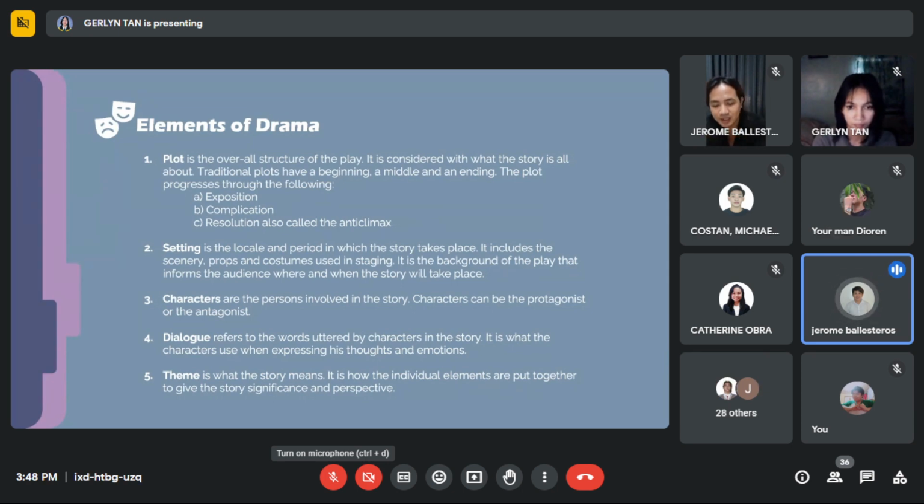Pag sinabi nating dialogue, those are the scripts na binibigkas ng mga characters with, of course, their emotions, where they can express their thoughts and emotions. Yun yung mga script na binibigkas nila at tinatawag natin yung mga yan as a dialogue. Next, we have the theme. The theme, it's what the story means. Okay? Saan ba nakabase yung kwento?